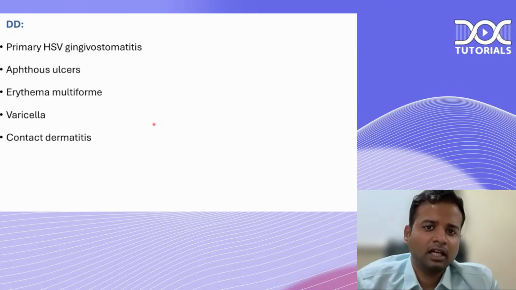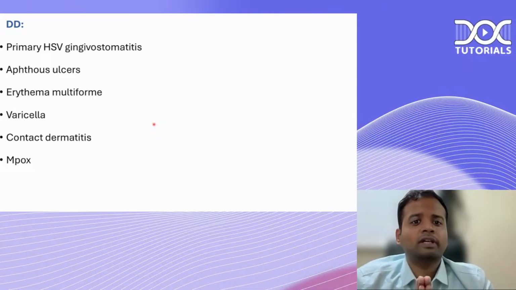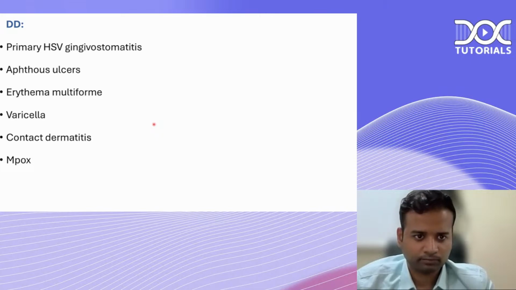Contact dermatitis is also one of the important differential diagnoses. Mpox can also present in a similar manner. So you have to carefully ask the history. When did the symptoms develop? What is the progression of symptoms? What are the stages of the skin lesions? What are the associated symptoms? All these have to be taken into consideration in the diagnosis.